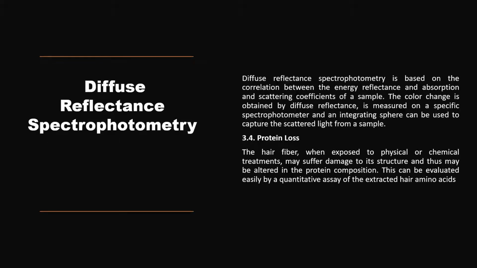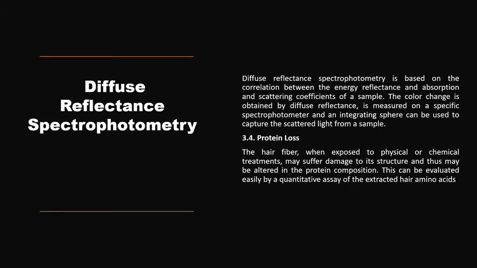Now, another technique which is used for the cosmetic evaluation of hairs is diffuse reflectance spectrophotometry. This technique is basically based on the correlation between the energy reflectance and the absorption and scattering coefficient of a specific sample. So the color change is determined by the diffuse reflectance. Again, it is measured with a specific spectrophotometer, and an integrating sphere can be used to capture the scattered light from the sample.